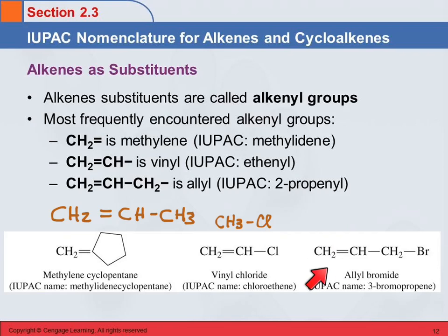And this guy over here, this is the allyl group attached to bromine. So allyl bromide. The IUPAC name is 3-bromopropene. So we have this as being propene with the carbon starting on number 1, and the bromine is attached to that.